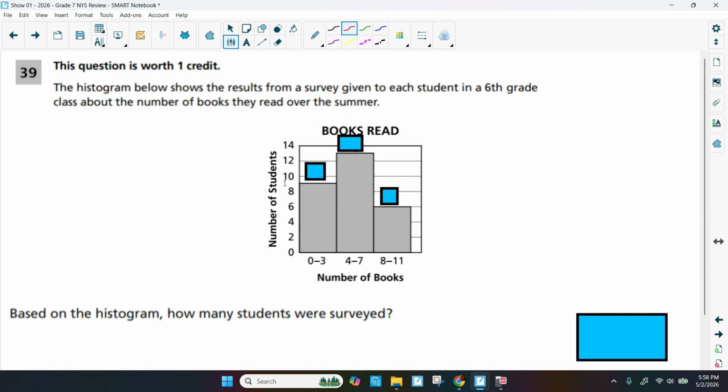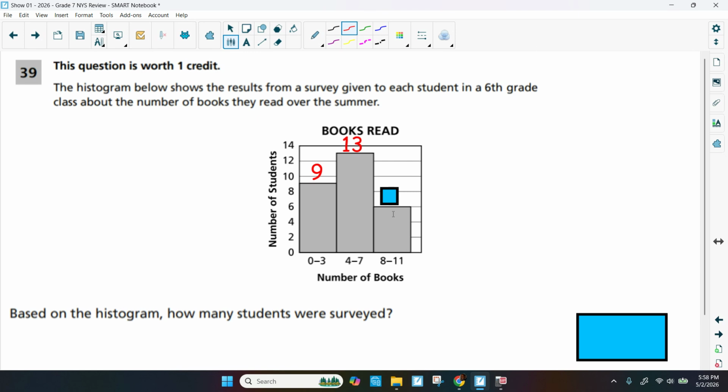And this bar is somewhere in between 10 and 8, so I'll give it 9. So 9 people read 0 to 3 books. And let's go to the next bar. It ranges from 4 to 7. So people could have read 5 books or 6 books, or anywhere in between 4 and 7. So I just go up to the top of that bar, move over to the left side. I don't see a number there, but it's between 12 and 14, so I believe the halfway point would be 13. So far I got 9 people who read 0 to 3 books, and 4 to 7 books read, 13 people.